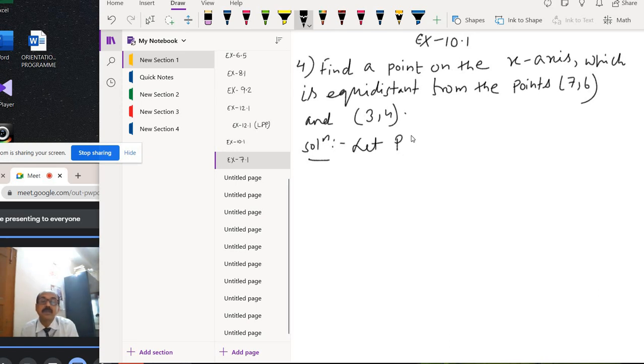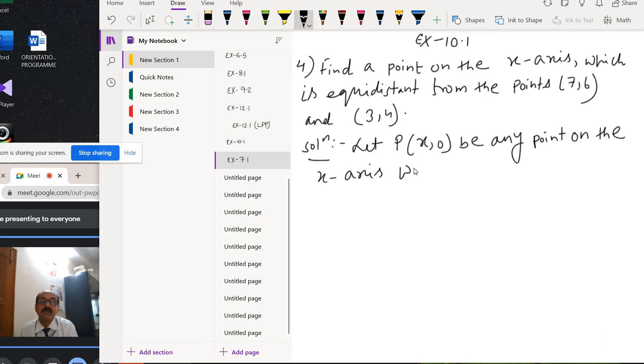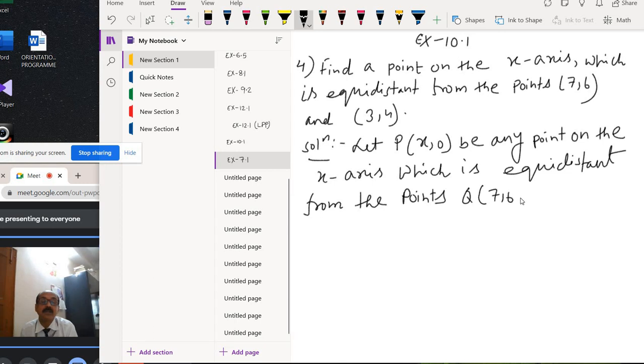Let P (x, 0) be any point on the x-axis which is equidistant from the points Q, which is 7,6, and R, which is 3,4.